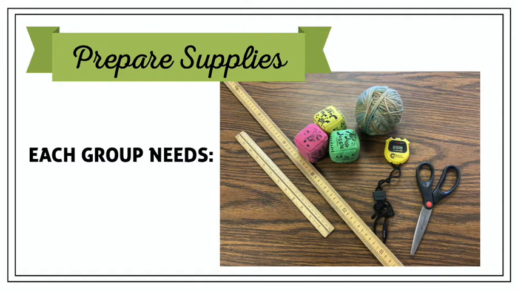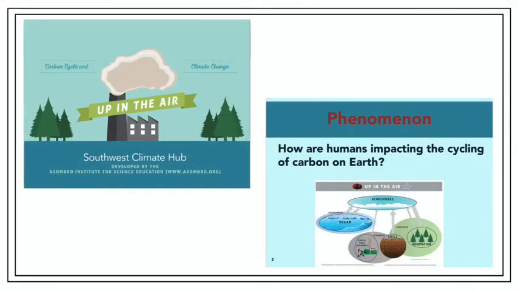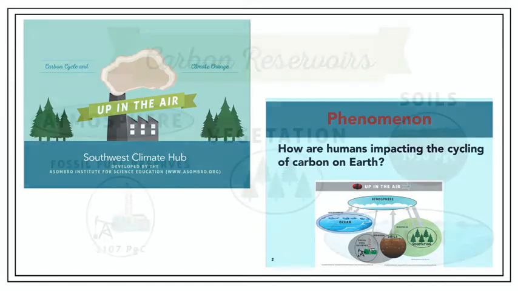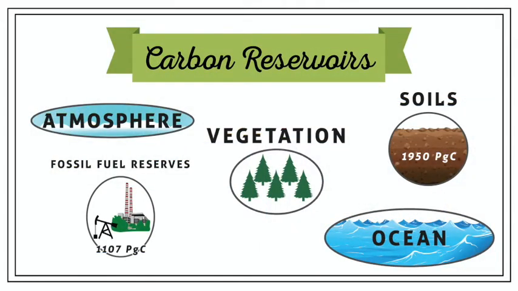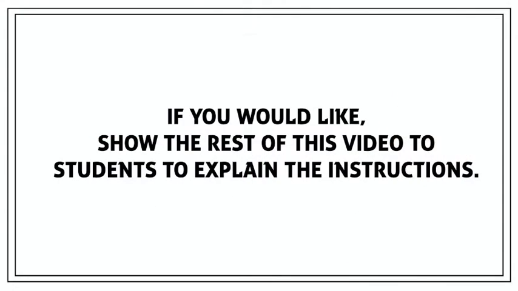Each group will need a ball of yarn, a pair of scissors, a yardstick or ruler, a stopwatch, and 3 beanbags or balls. After you use the slides to introduce the carbon cycle, each group will use the yarn to model the relative size of the 5 carbon reservoirs: the ocean, atmosphere, vegetation, soils, and fossil fuel reserves. If you'd like, you can show the rest of this video to the students to explain the activity instructions.